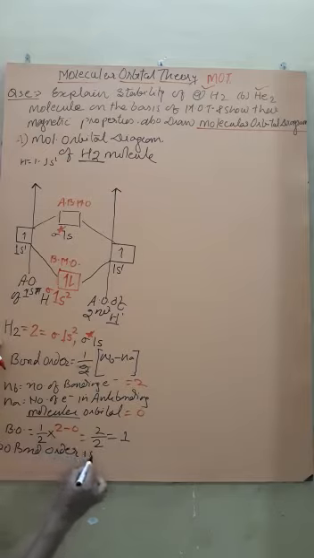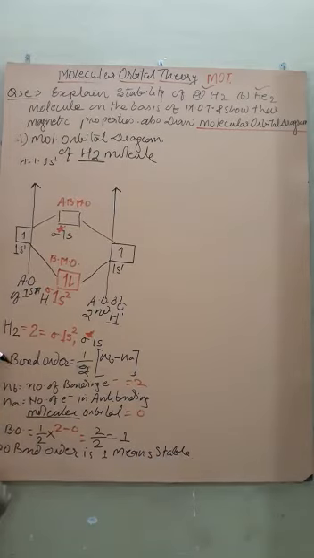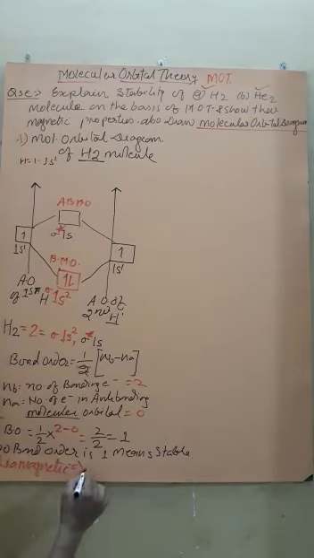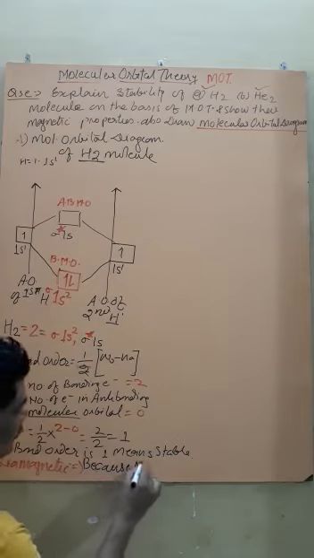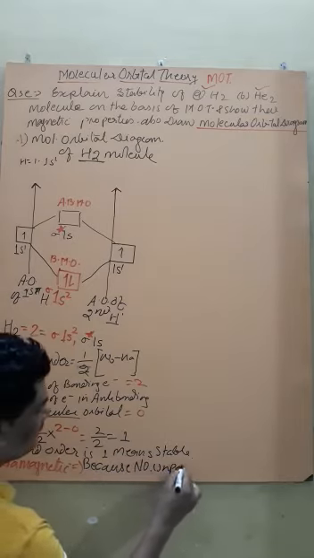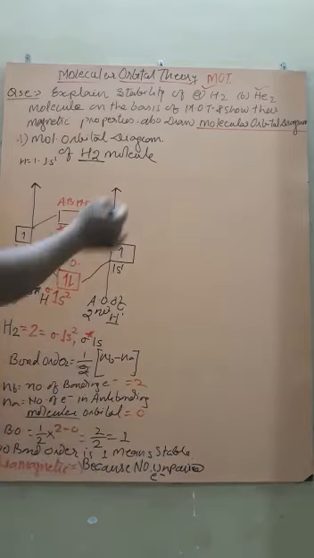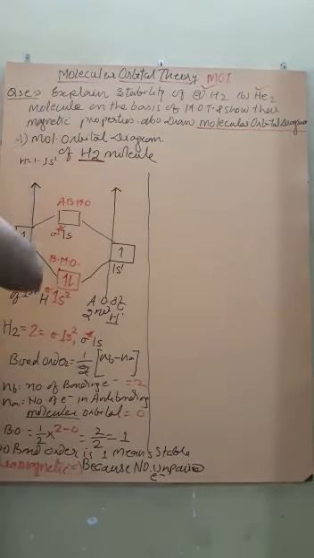A bond order of 1 means a stable molecule. And it is diamagnetic in nature. The magnetic property becomes diamagnetic. Why? Because there is no unpaired electron. You can see here there is only one pair of electrons, so there is no unpaired electron. In this way we write it for the H2 molecule. So the H2 molecule is stable.